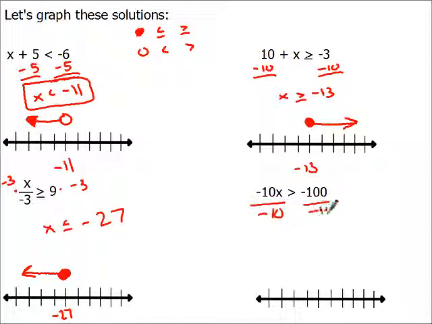And last one, you're going to divide by negative 10. Again, remember, since you divided by a negative, your sign flips. So this is going to be x is less than 10. So it's going to be an open circle. And since I want numbers less than 10, those are going to be to the left. Alright, so that was graphing and solving inequalities. If you have any questions, come on in and ask.